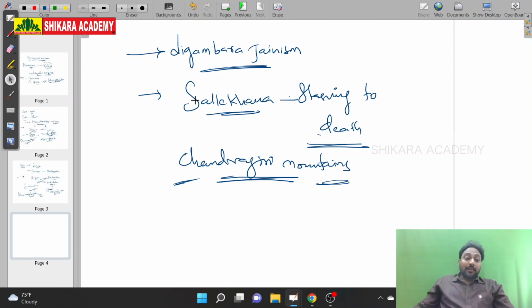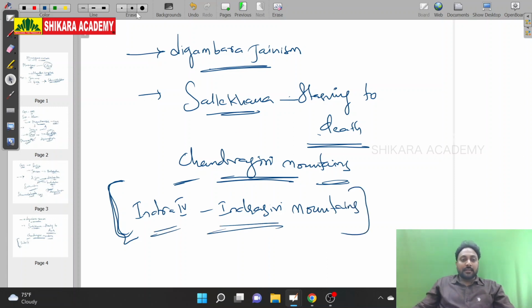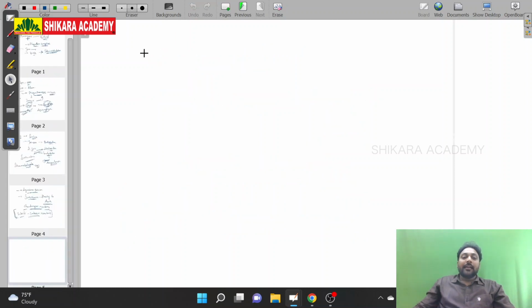There is also one more popular figure, a Rashtrakuta ruler named Indra IV. He died on the top of the Indragiri mountains, in the same way, by practicing Sallekhana. That is about Chandragupta Maurya.